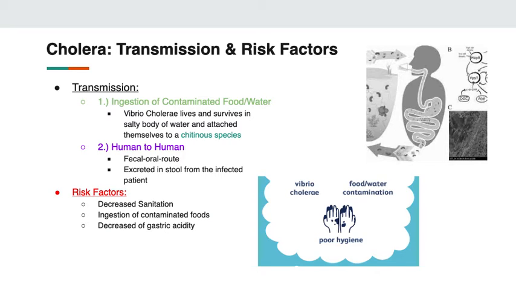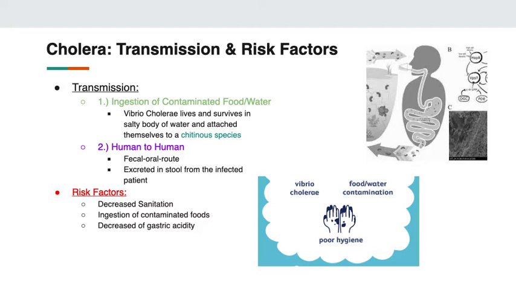The second way of transmission is human to human contact. A possible way of human to human transmission is the fecal-oral route. This is where an infected person swims in a body of water and a second person accidentally drinks that infected water, contaminated by stool excreted from the infected patient.